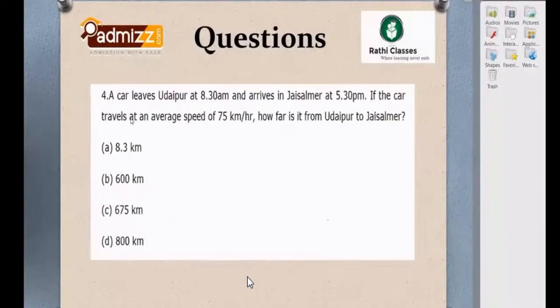A car leaves Udaipur at 8:30 a.m. and arrives in Jaisalmer at 5:30 p.m. That means the total time it has traveled is 9 hours. If the car travels at 75, so here in this question again the concept of digital sum can be used, that is 75 into 9, as distance is speed into time. So 7 plus 5 is 12, the sum will be 3. 3 into 9 is 27. Sum should be 9.